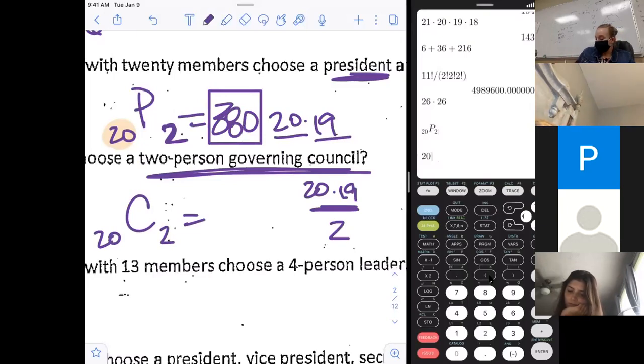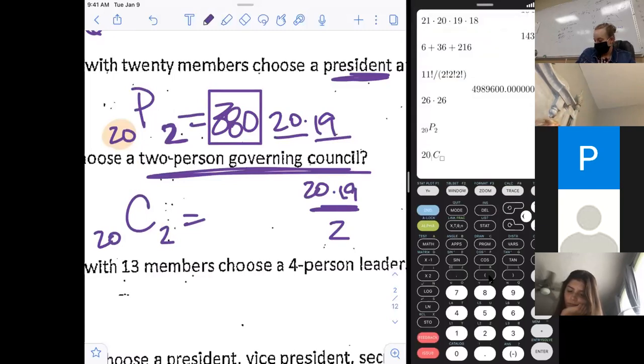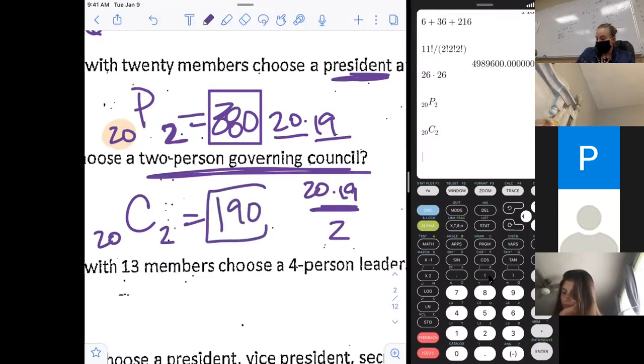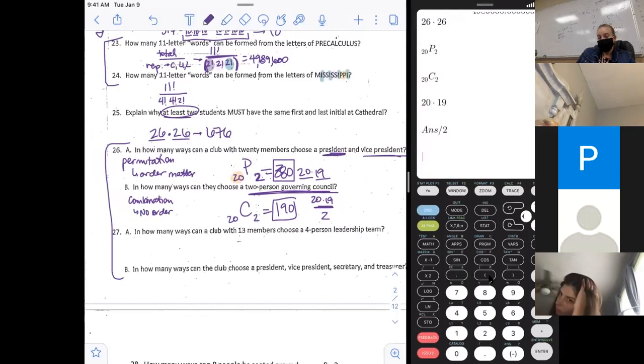Same thing for the C. I'm going to do 20, but I'm going to do the third option, which is nCr. So C for combination, P for permutation. I'm choosing 20 choose 2. And I get 190. And I'm going to prove to you that 20 times 19, the P, is 380. And if I take that number and divide it by 2, it's 190, which is what my C is. So I'm proving to you that the by hand works.